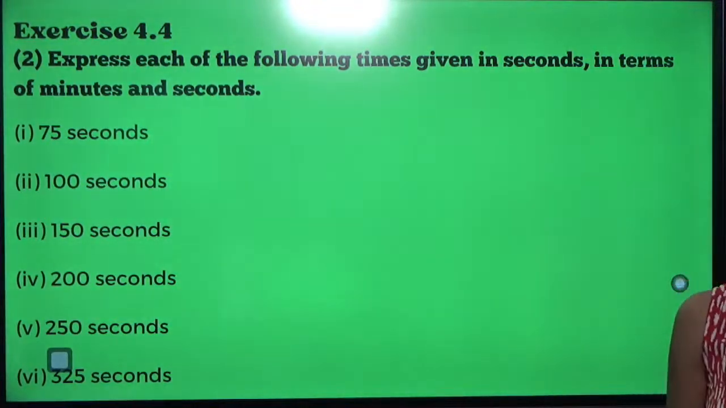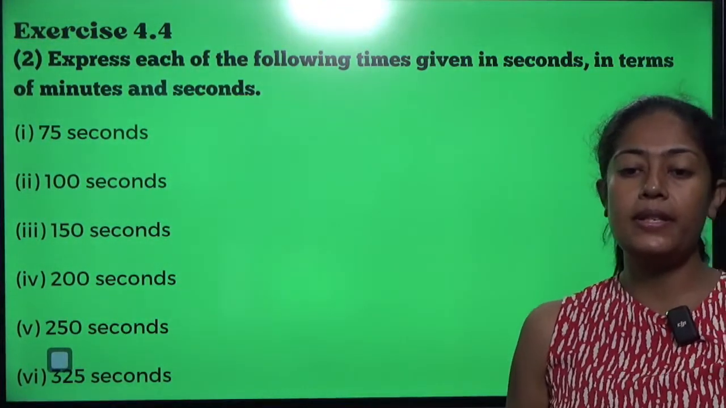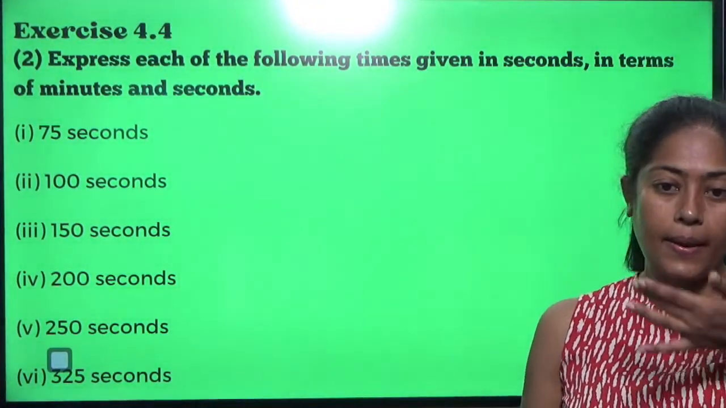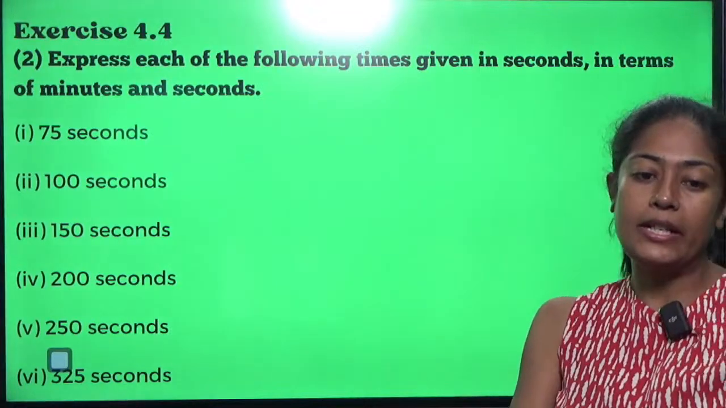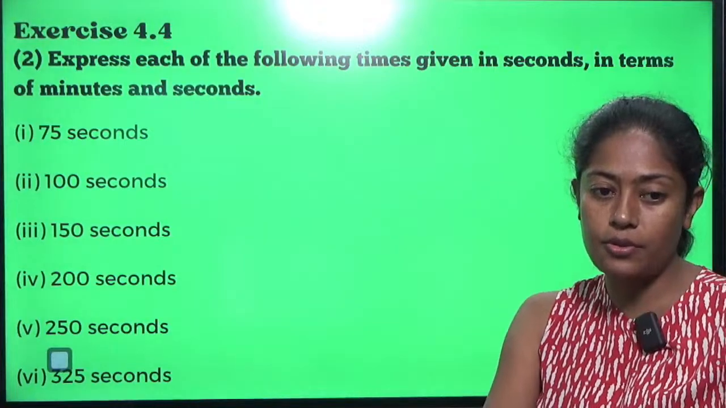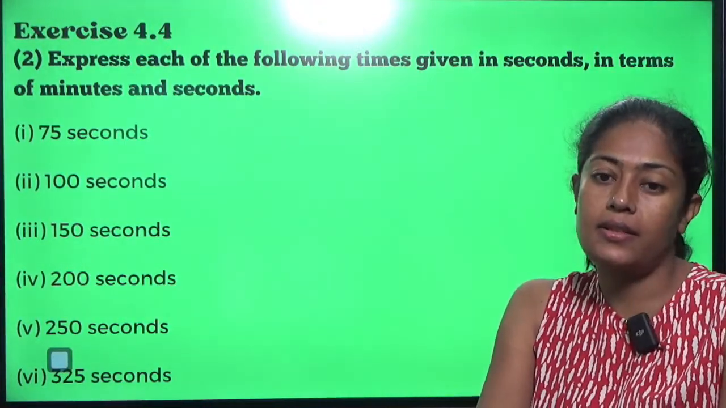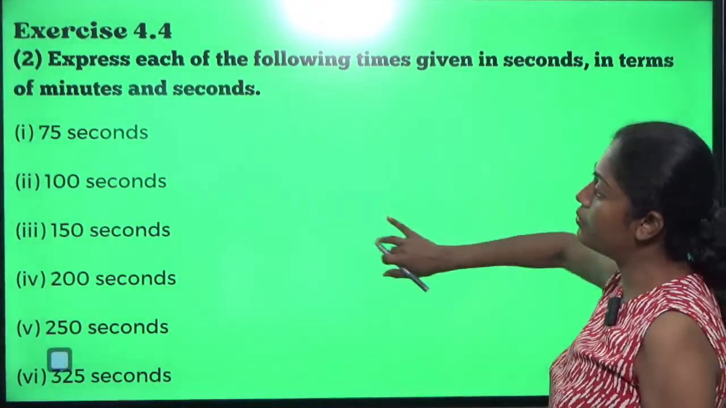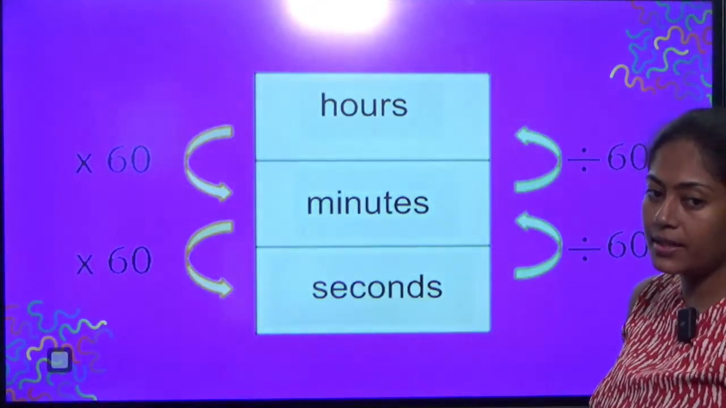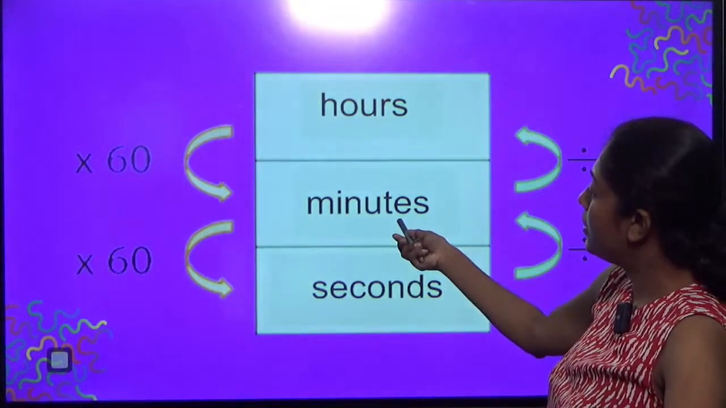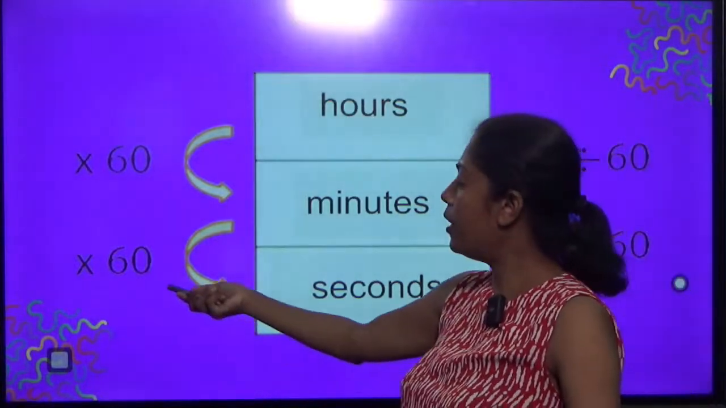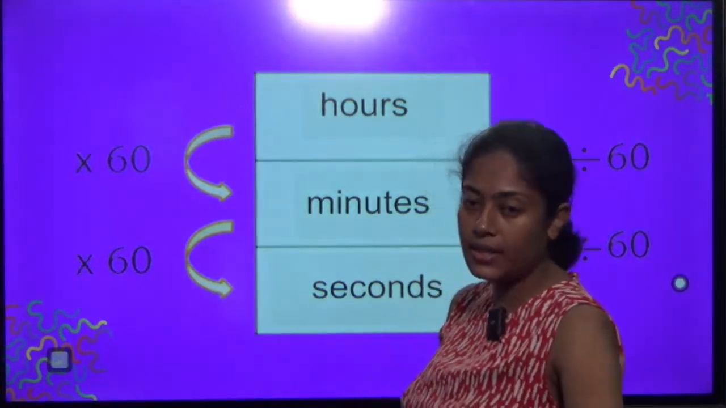Exercise 4.4, express each of the following times given in seconds in terms of minutes and seconds. Right? So you have to convert the values they have given in seconds. You have to convert those to minutes and seconds. Right? So what do you have to do? Here, minutes to seconds, you have to multiply by 60.